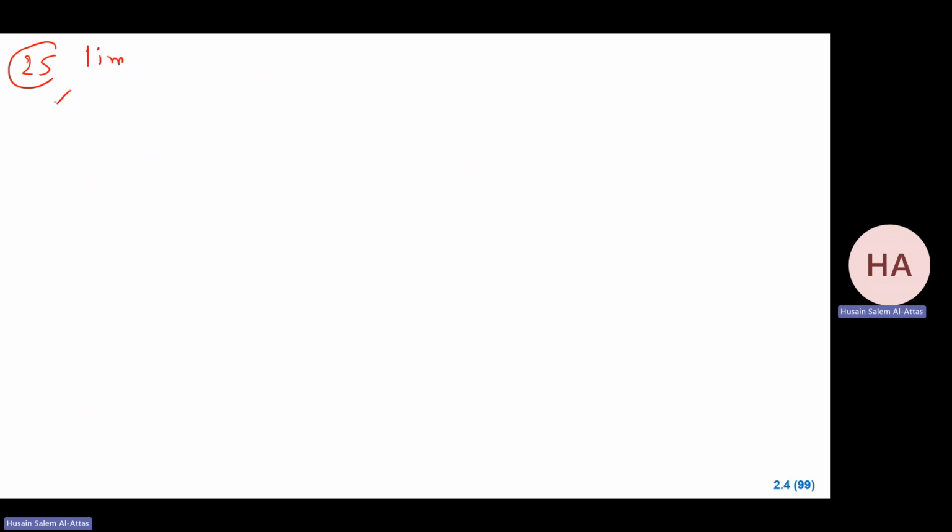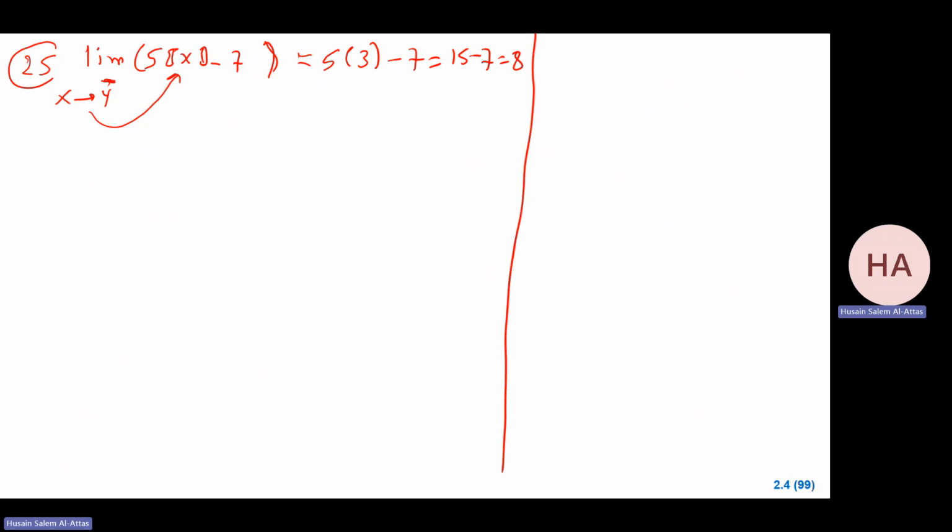Limit as it goes to 4 from left, 5 greatest integer of X minus 7. What I need to do, I need to check this for the greatest integer of X. X goes to 4 from left, which is like 3.99. If I put it there, I'm getting what? 3 minus 7, so it's 15 minus 7, which is 8. This is 25. 28.